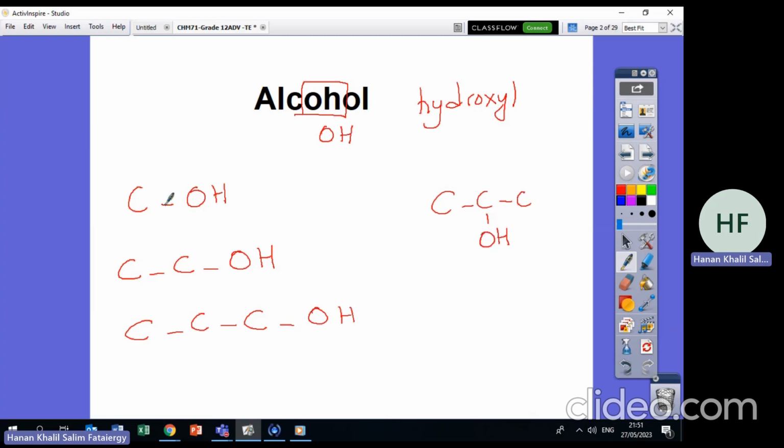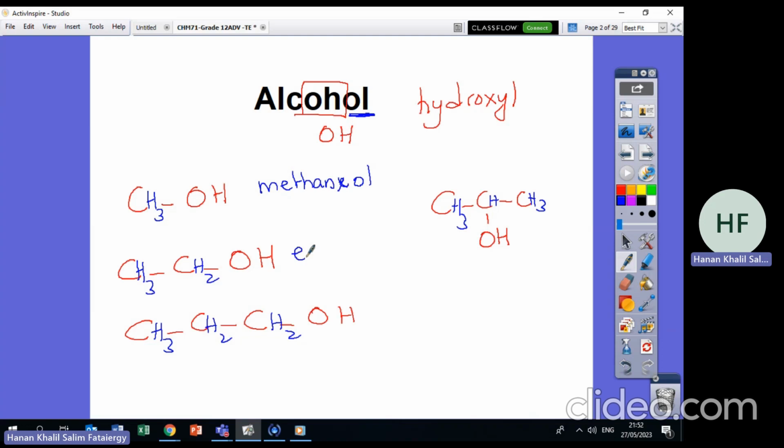Now, how do we name these compounds? First of all, let's put the H's. This C has 1 bond, it needs 3 H's. This one has 3 H's, and here we need 2 H's. This one 3, this one 2, this one 2, and this is 3, this is 1, and this is 3. Now, how do I name this compound? We know that 1 carbon is methane. I will remove the E and I will put ol, so the name will be methanol.